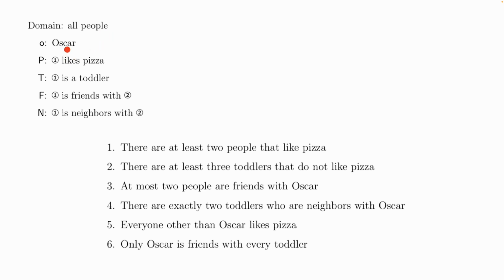O refers to Oscar, P expresses the property of liking pizza, T the property of being a toddler, and F expresses the friends with relation, and N the neighbors with relation. And let's translate each of these 6 statements into this QL identity language.